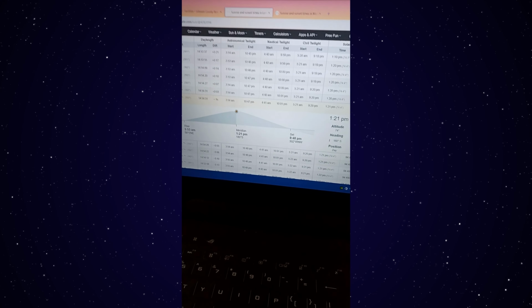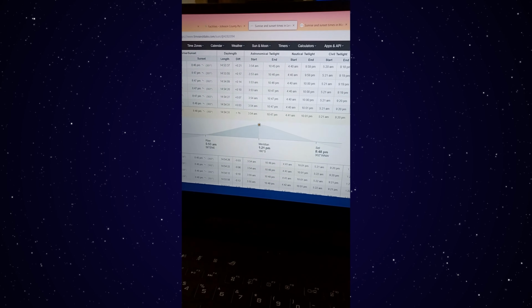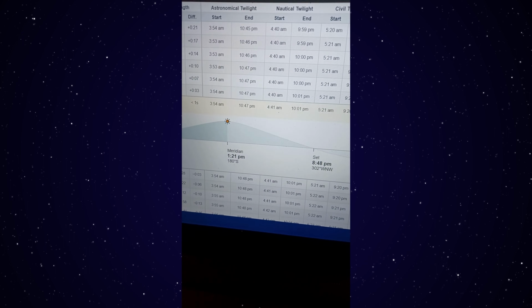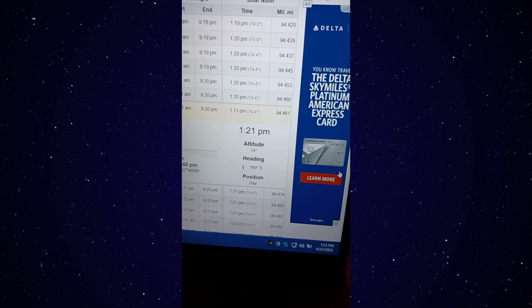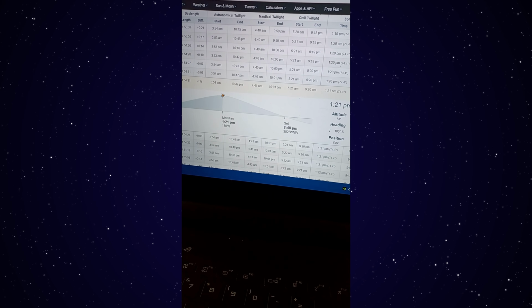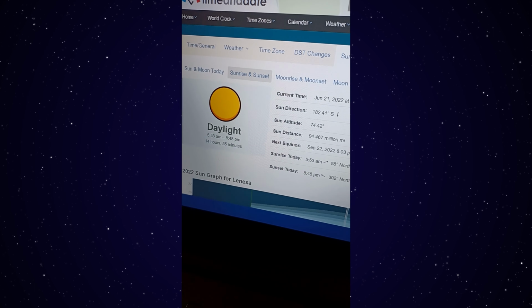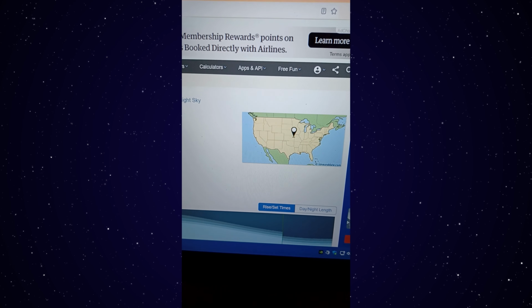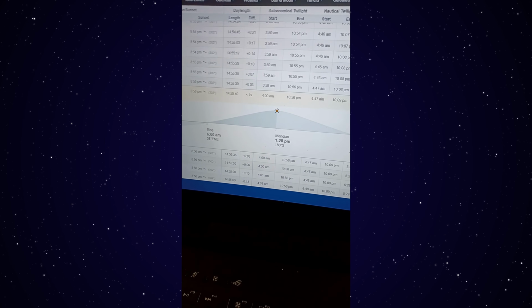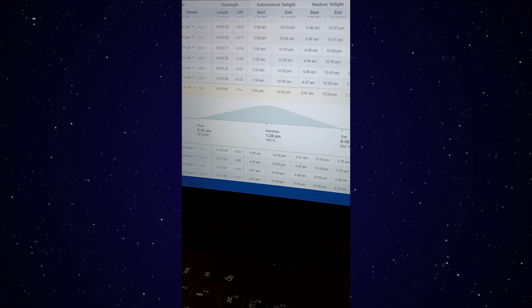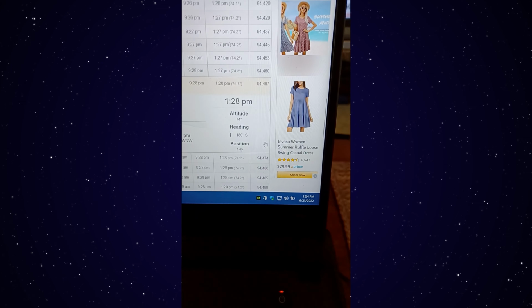Alright, so I'm going to do the Solstice test. This is for Lenexa, Kansas. It's at 121. The altitude is 74, so that's what I'm looking for. And so you can see Lenexa. And then in my drawing I have it set for Manhattan, so it's at 128, still at 74.